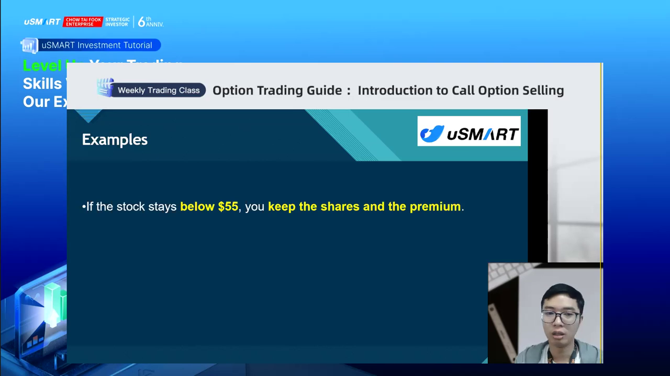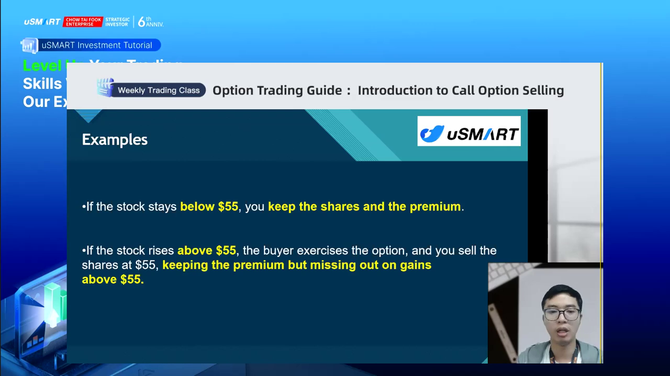So here's the example. If the stock stays below $55, you keep the share because you didn't hit the strike price, and you don't have to sell your stocks. You keep the share and the premium. So if you sell a call, you are hoping that the market won't go through your $55. And remember that I said selling covered calls is actually like taking profit. So you bought this stock at 50, you aim to sell at $55. While waiting, you can sell a call to get extra profits from the market. So as long as you didn't pass through $55, you keep the share and the premium.